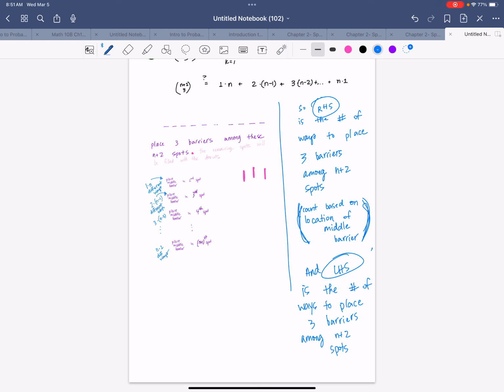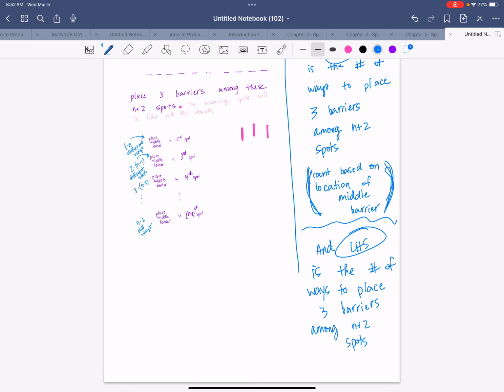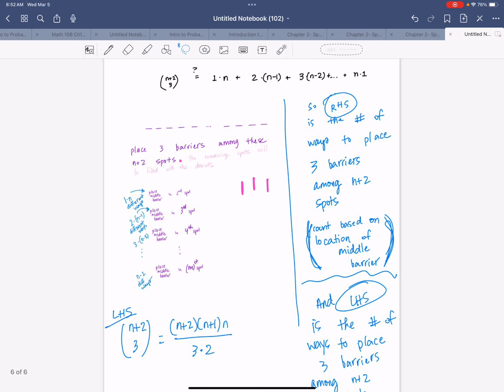And we could even go into detail about why the right-hand side is going to be n plus 2 choose 3. That's n plus 2 times n plus 1 times n divided by 3 times 2. Okay, I've got my 3, and I'm asking how many options I have for where to place the first one? That's going to be n plus 2.